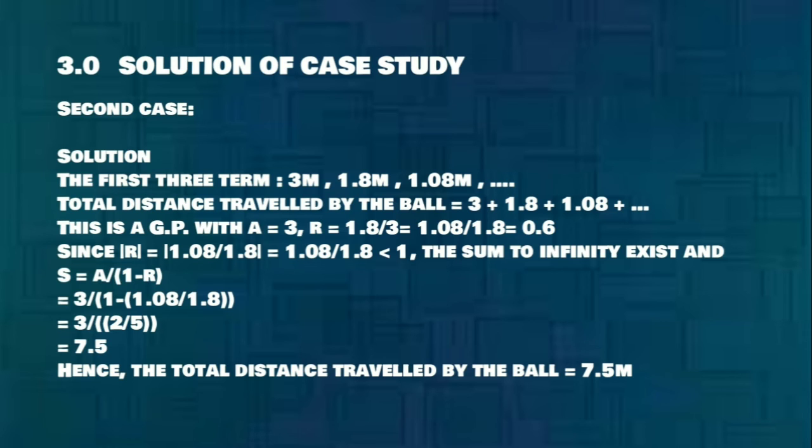Since we don't know which term the ball reaches 0 at, we need to use the formula of the sum to infinity, which is the sum to infinity equals the first term divided by 1 minus the common ratio. So we just need to substitute the first term and the common ratio with the values we got before. After solving the equation, we came up with a final answer of 7.5 meters, and that is the total distance traveled by the basketball.